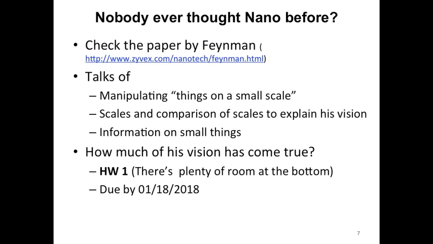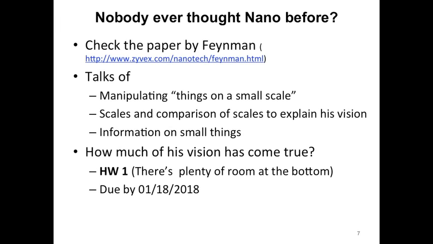So we briefly talked about the lecture which Richard Feynman gave in 1959, I believe, and there is an article which I have already uploaded on Canvas. You might have read the article, maybe not. But there is a homework coming up related to that article.